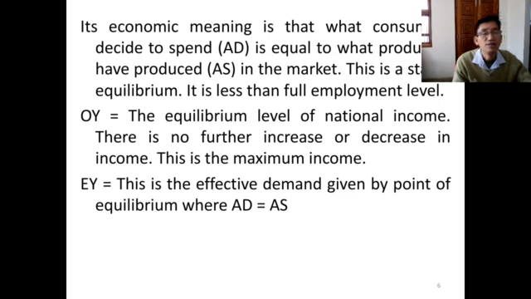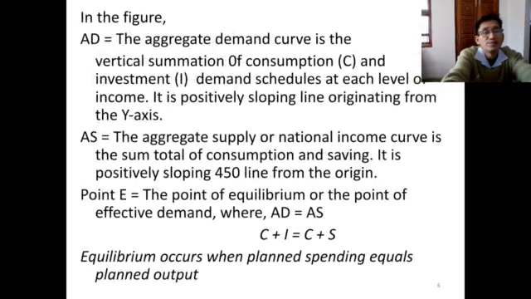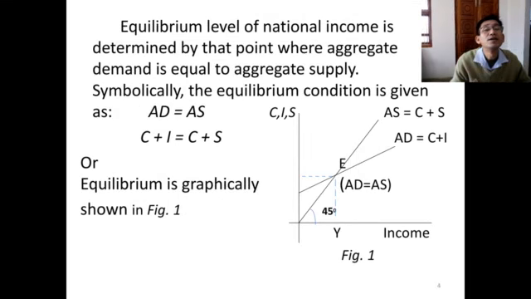In the figure, OI is the equilibrium level of the national income. At OI there is no further increase or decrease in income. This is the maximum income. The dotted line represents the Y box, OI, the maximum income.